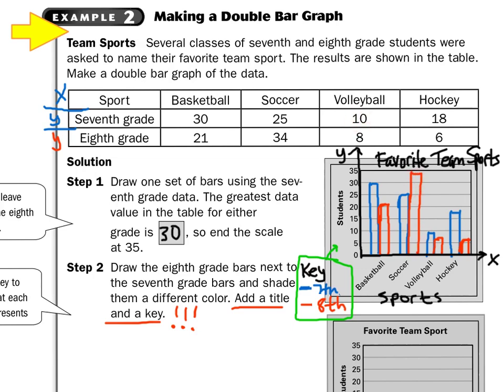And then for volleyball, with your blue, go up to 10, and then with your red, go to 8. And then for hockey, with your blue, go up to 18, and then with your red go up to 6. Okay, now you must have a title, so let's call that favorite team sports, and you must have a key, otherwise this wouldn't be finished. And the key tells you how to read that, so tell them that the blue we made 7th graders, and the red we made 8th graders.